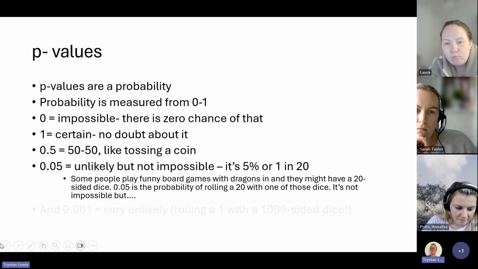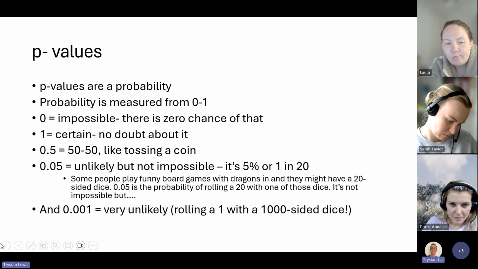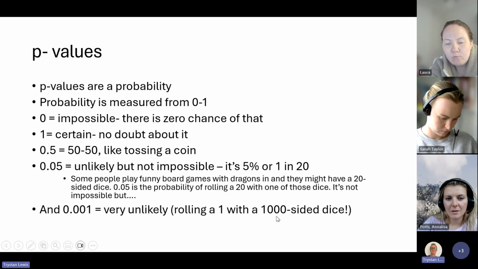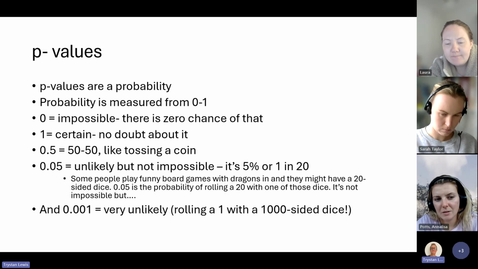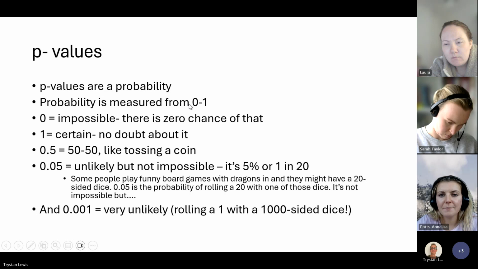So what does 0.001 look like? Well, that's 1 in 1,000. That's the probability of rolling a 1 if you had 1,000-sided dice. I've never had one of them. Right. So p-values are probability.